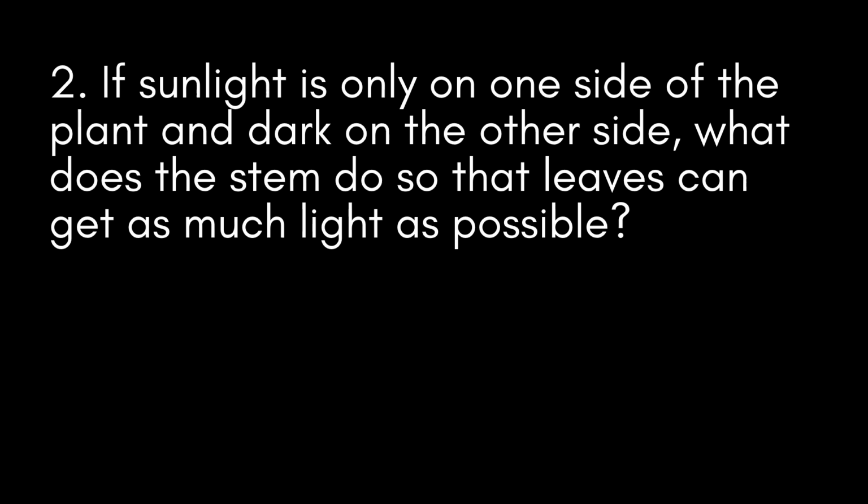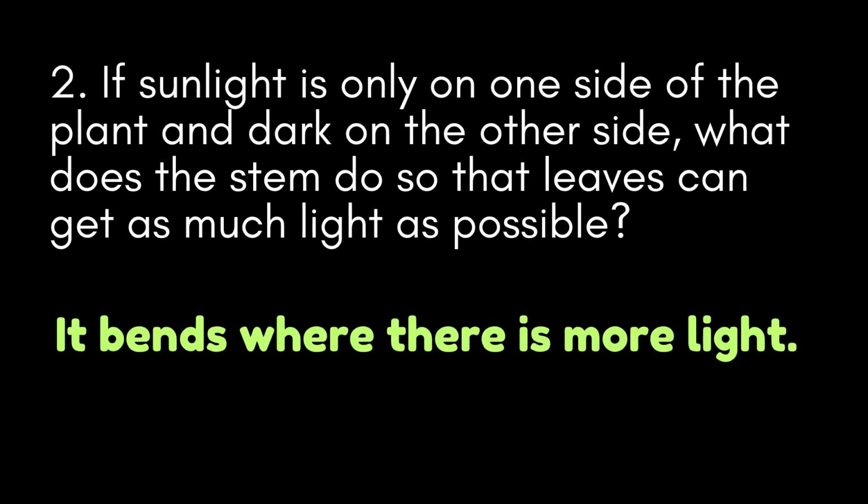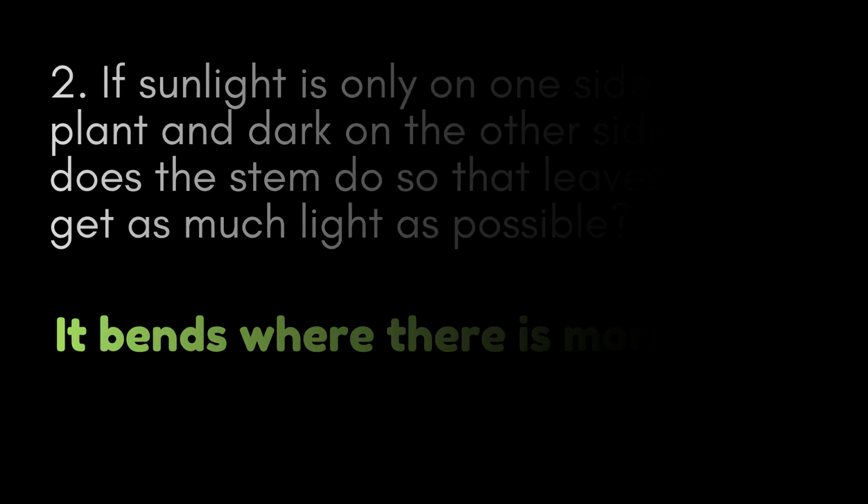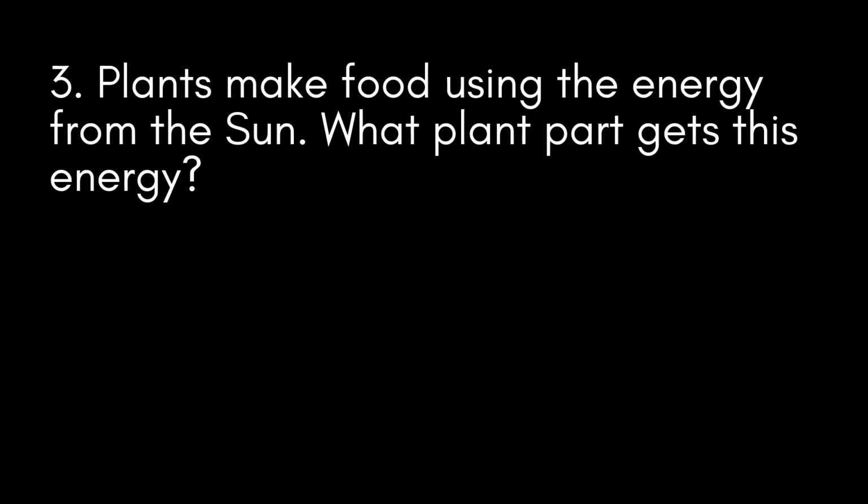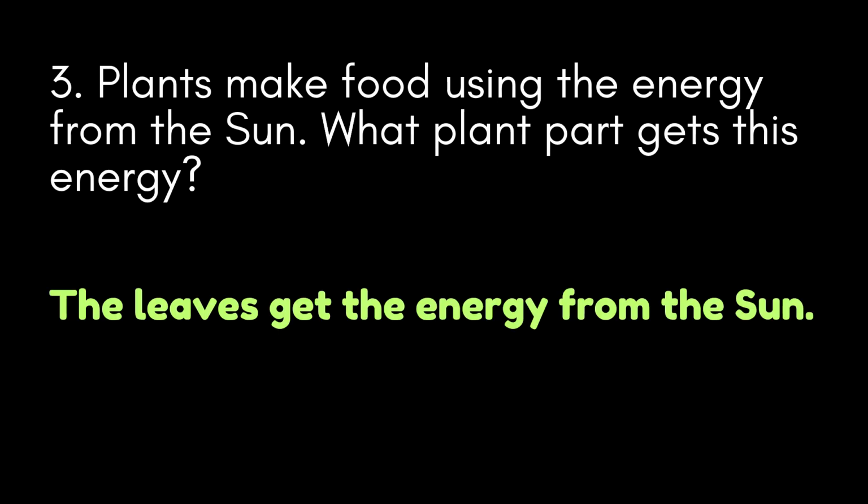If sunlight is only on one side of the plant and dark on the other side, what does the stem do so that leaves can get as much light as possible? It bends where there is more light. 3. Plants make food using the energy from the sun. What plant part gets this energy? The leaves get the energy from the sun.